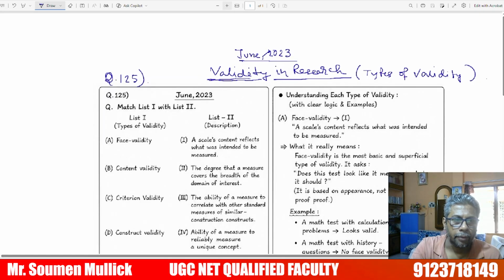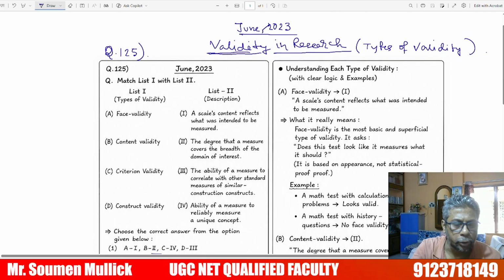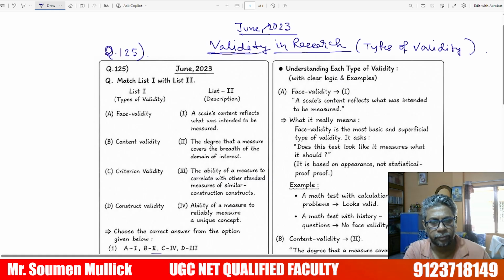Okay. So UGC, this question is from June 2023, question number 125. Match the types of validity. They have given face validity, content validity, criterion validity, construct validity. And these are the descriptions, A 1, 2, 3, 4.